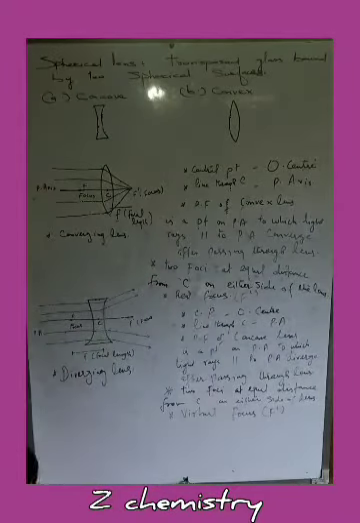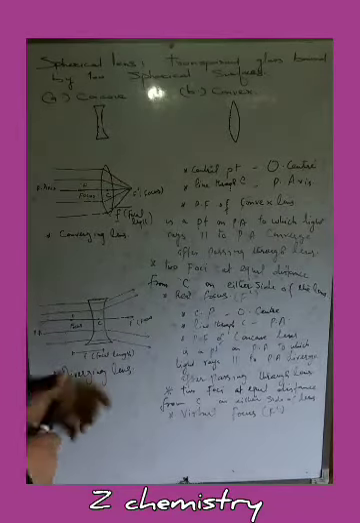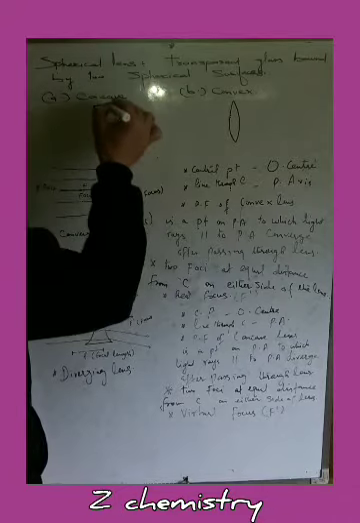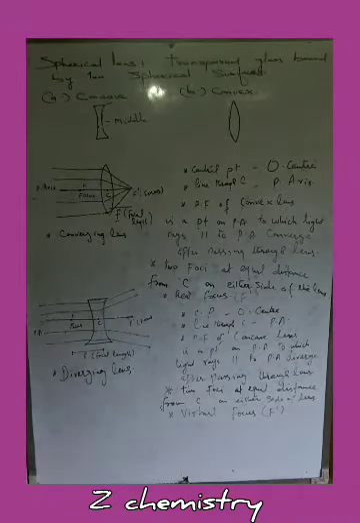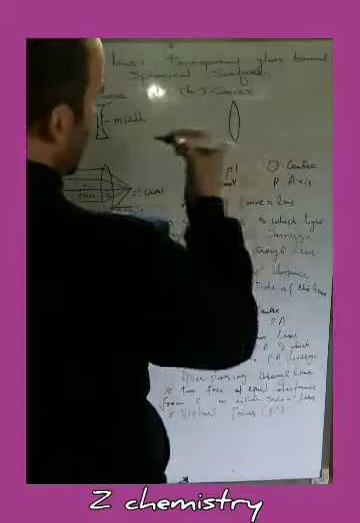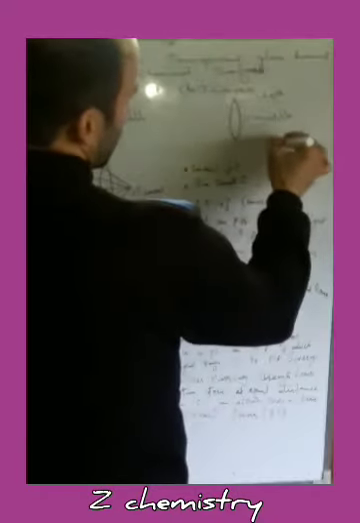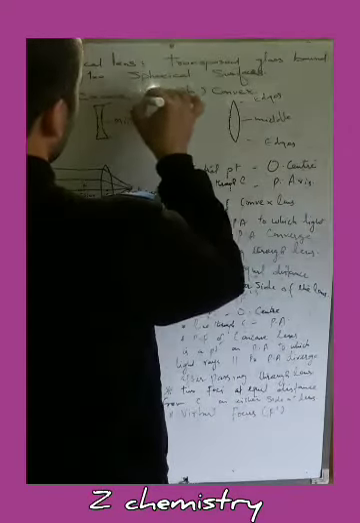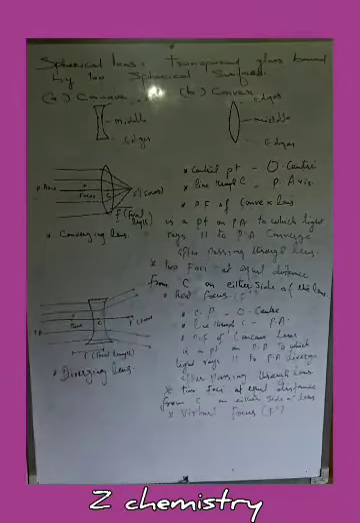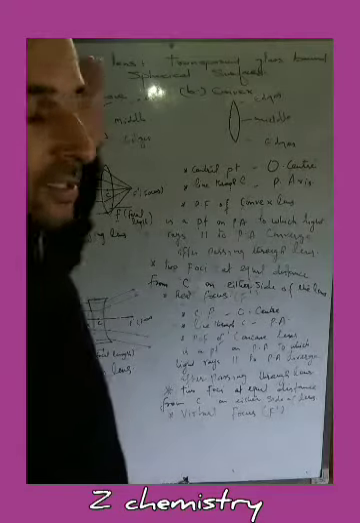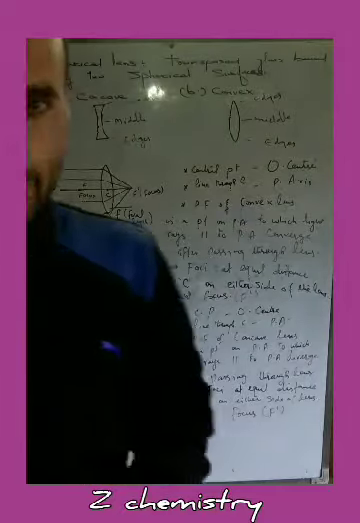A concave lens is that lens which is thin in the middle and thick at the edges. That's called a concave lens. And the lens which is thick in the middle and thin at the edges is called a convex lens.